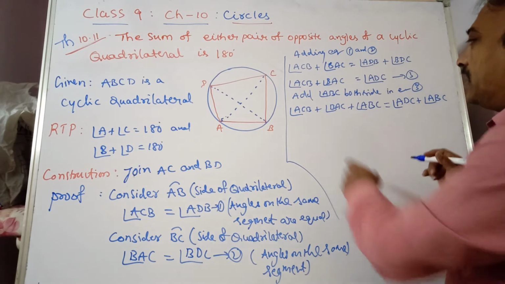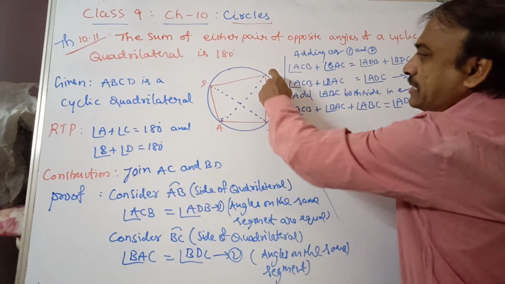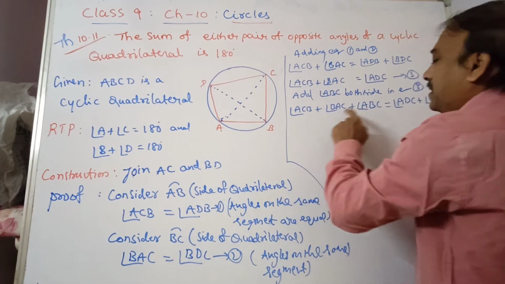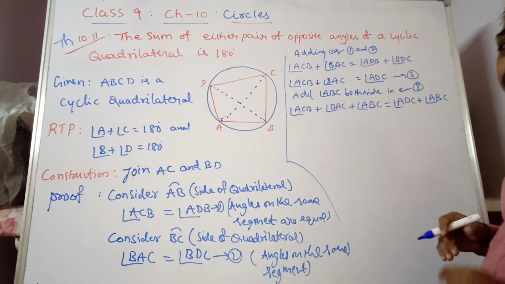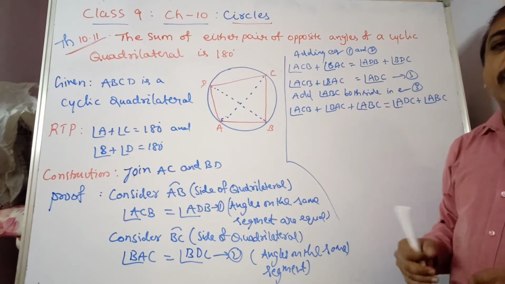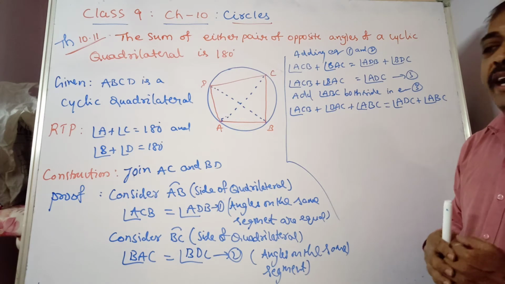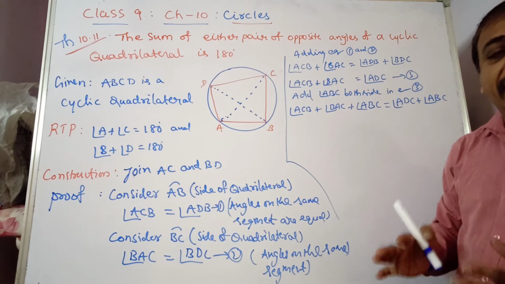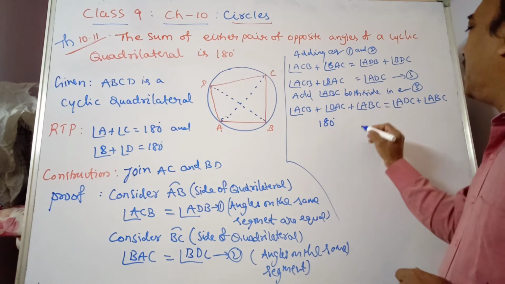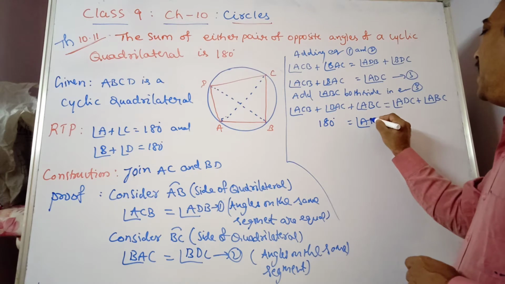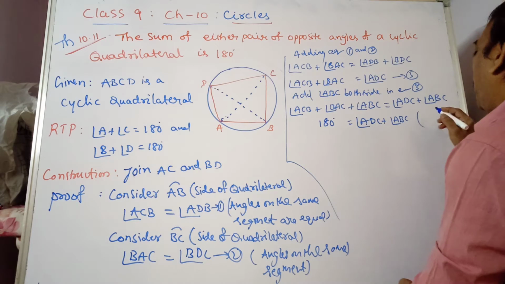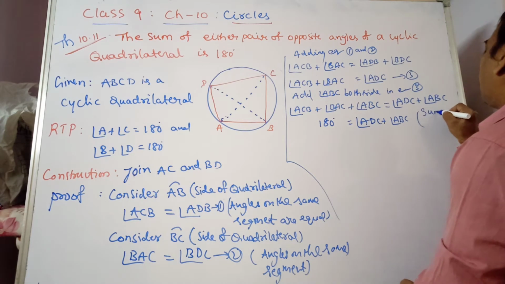Now you see this angle ACB, this angle BAC, this angle ABC. These are the angles of which triangle? Yes, you are right, angles of the triangle ABC. So we know the property: sum of the angles of a triangle is 180 degrees. So all these together are equal to 180 degrees, which is equal to angle ADC plus angle ABC.